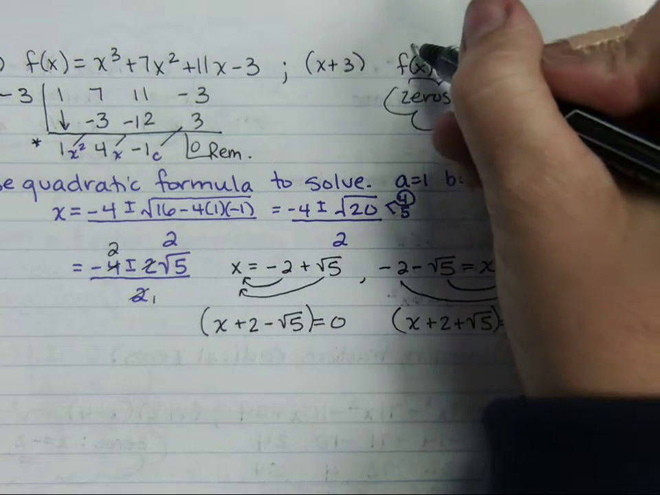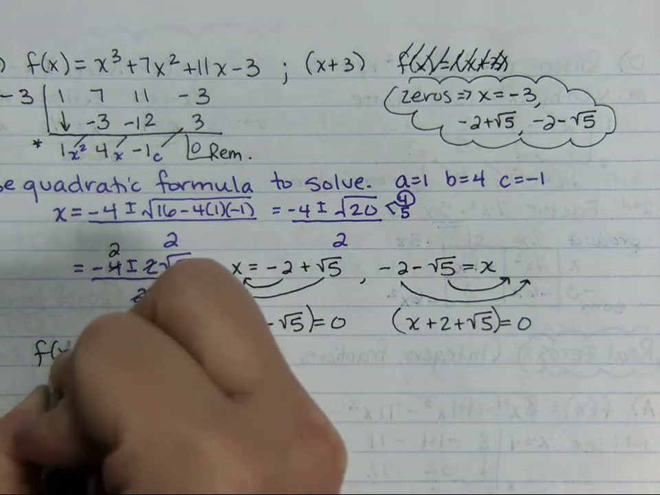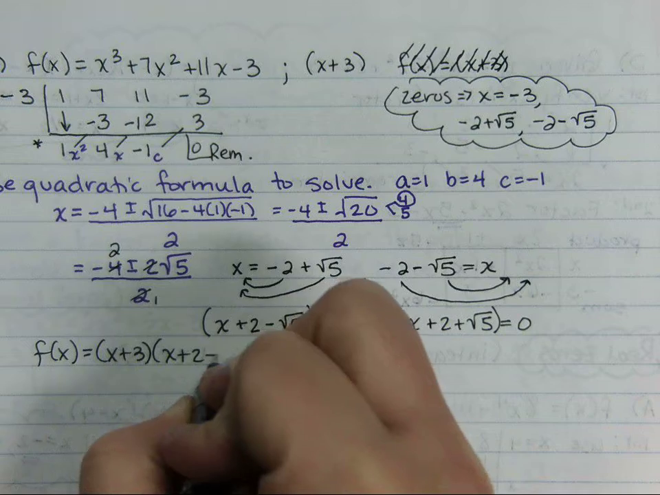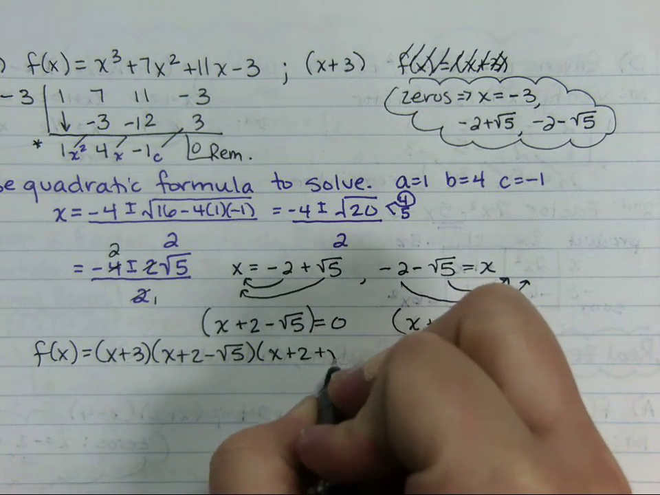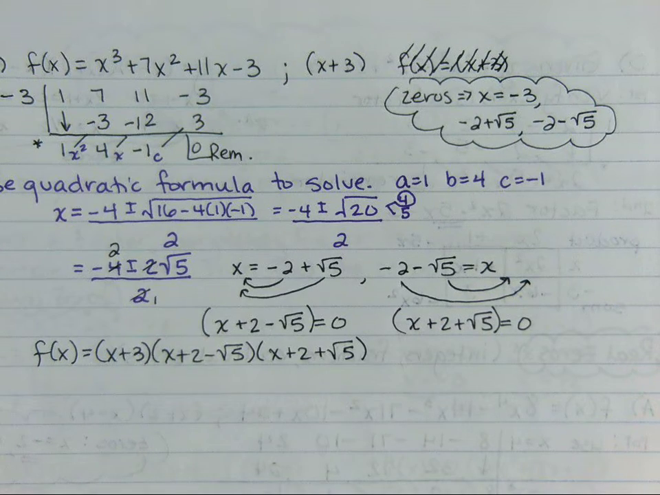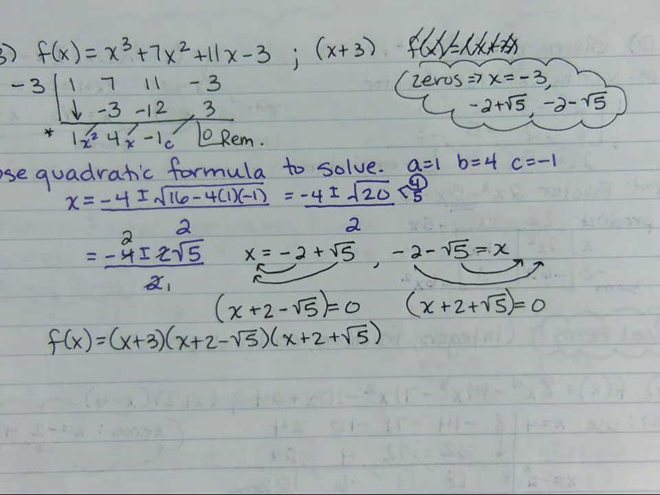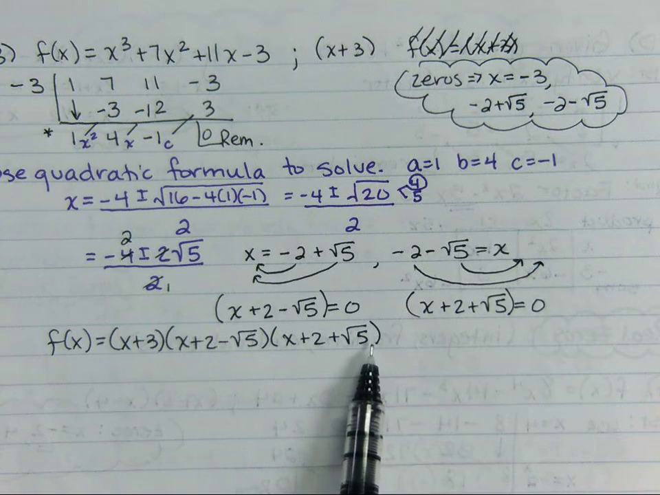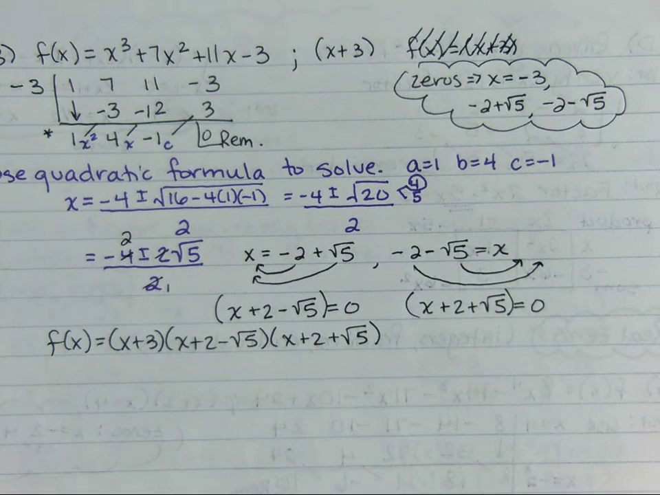I don't have much space up here, so I'm going to forget about this for a second and rewrite my function. I still have that x plus 3, but now the other two factors are the ones that I created from the zeros. What you want to notice is that it looks kind of weird, obviously, because you put everything on the same side. But if I take this factor and set it equal to 0 and isolate the x, I get back to what it looked like when I solved for my zeros.